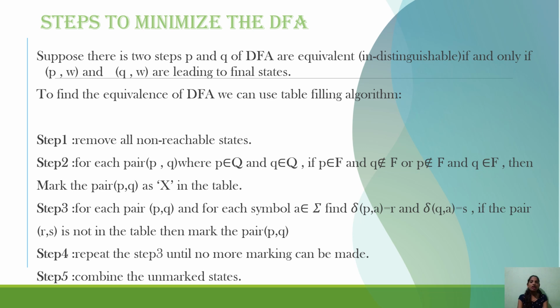Step 3 is for each pair P, Q and for each symbol A belonging to the alphabet, find row of P, A equals R and row of Q, A equals S. If the pair R, S is marked in the table, then mark the pair P, Q. Step 4 is repeat step 3 until no more markings can be made. Step 5 is combine the unmarked states.